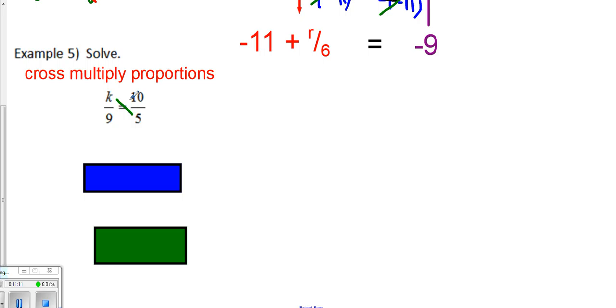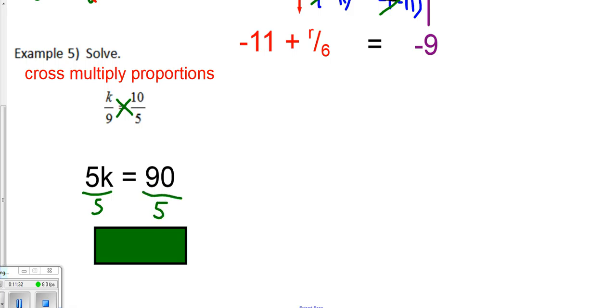Remember proportions, we can always solve by cross multiplying. K times 5, 9 times 10. K times 5 is 5k, 9 times 10 is 90. So we have 5k equals 90. To get rid of this 5 in front of the k, remember this is saying 5 times k. So we would divide by 5 to get rid of it, which means we divide by 5 on this side as well. Those will cancel out, and we're left with k equals 18.